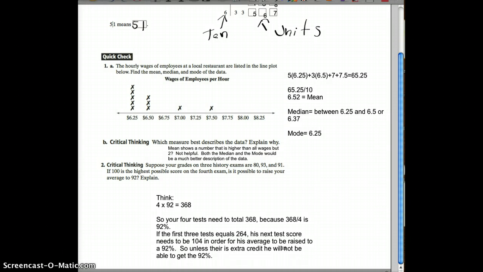We can see here that she earned 264 points already based on her 3 tests. So her next score would have to be 104 in order to raise her average to a 92%. Unless there's extra credit, and they tell us actually that the highest possible is a 100%, there's no way she's going to get that 92, and she's going to be left with an A- on her report card, which is not bad. But we can see here how it's not really possible. It's not an attainable goal in this situation.